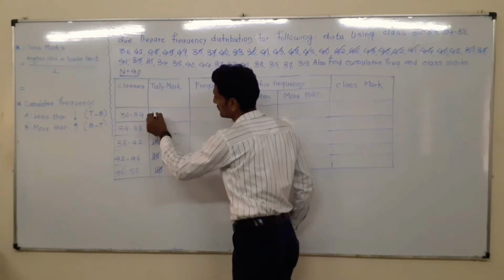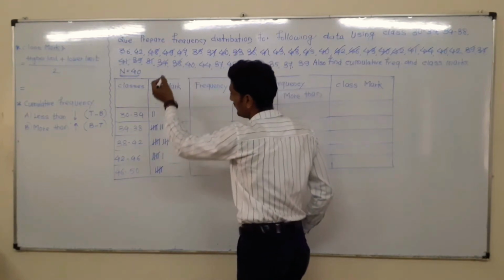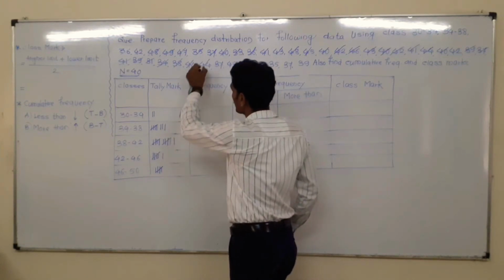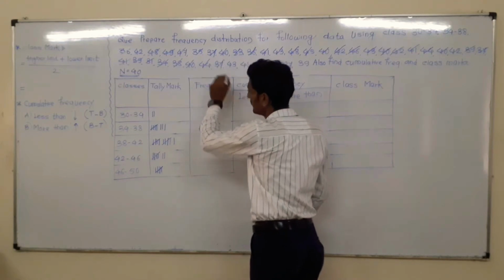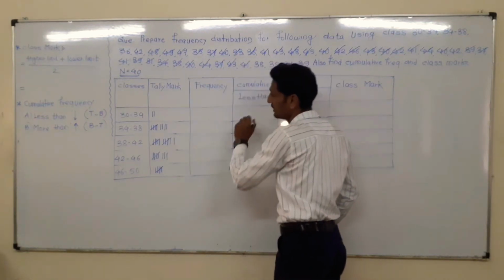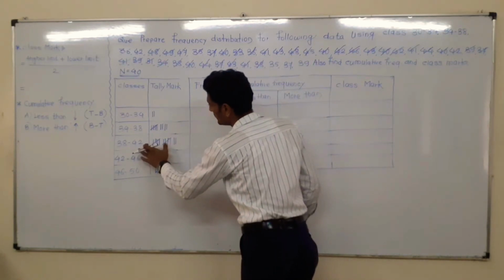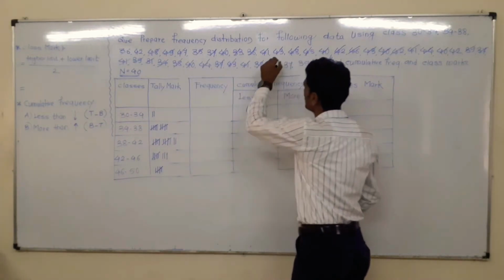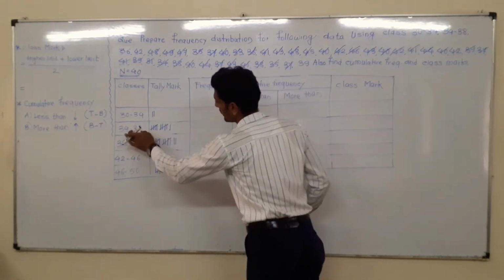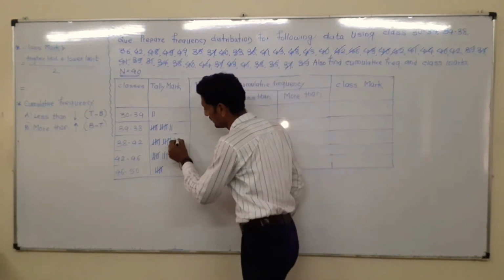Then 31, so 31 here. 34, either here or here, so I mark it. 38, either here or here, so I mark it. 40, 40, 44, that will be here. 37 is here. 43 is here. 41 will be here. 38 lies either here or here, so I will bunch it. 35 lies here. 37 lies in between. 34, 38 here, and the last one is 39, so 39 here.